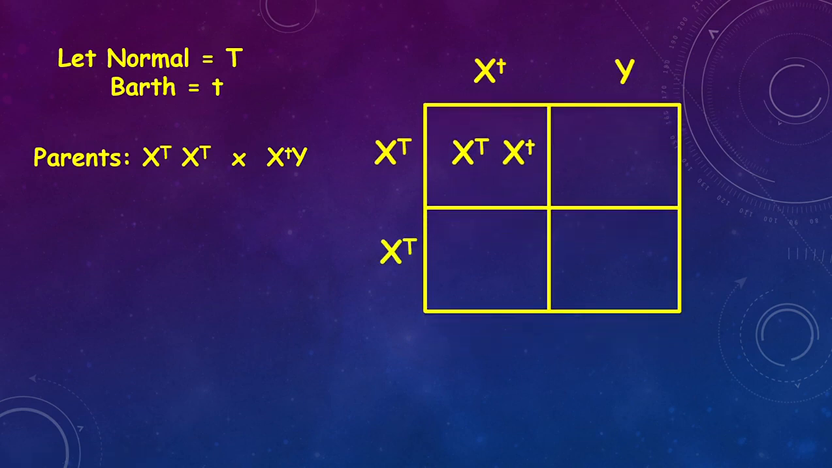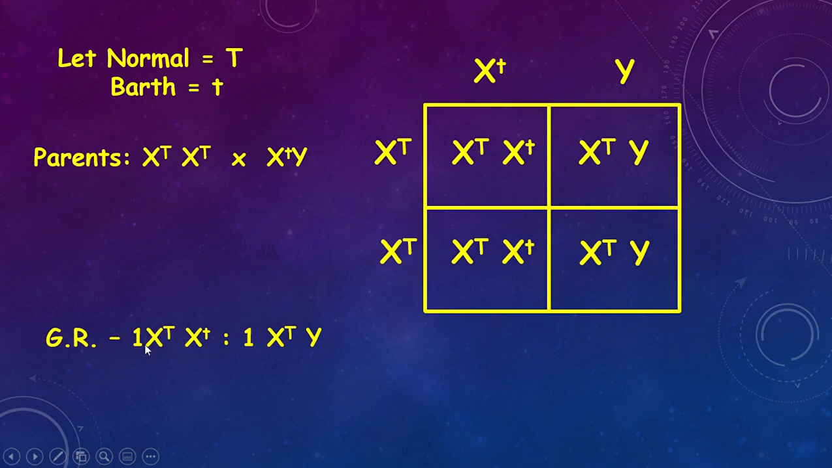Fill in the Punnett. So I haven't been asked a probability question. All I've been asked is genotype and phenotype ratios. So, what is the genotype ratio? It is therefore 1 X big T X little t to 1 X big T Y. Those are the only ones that I can find in this particular one.